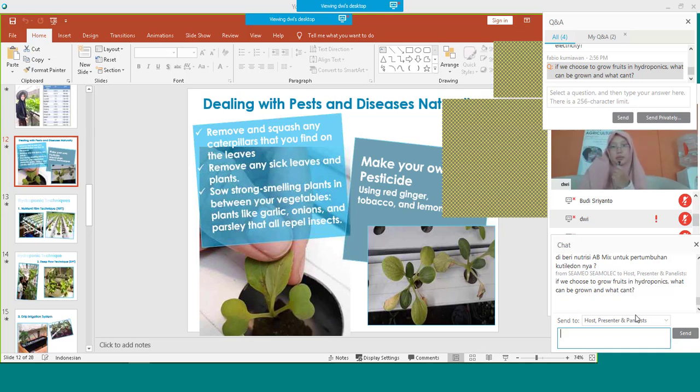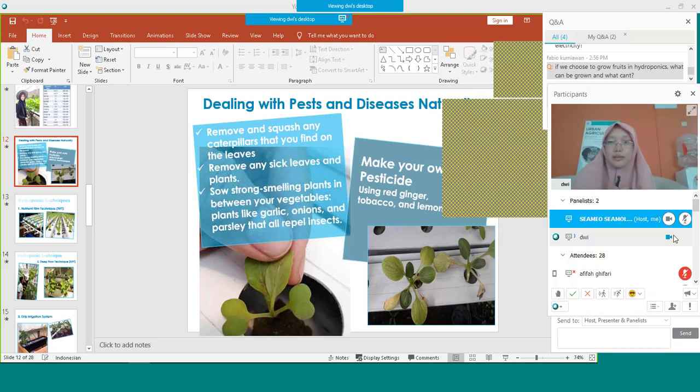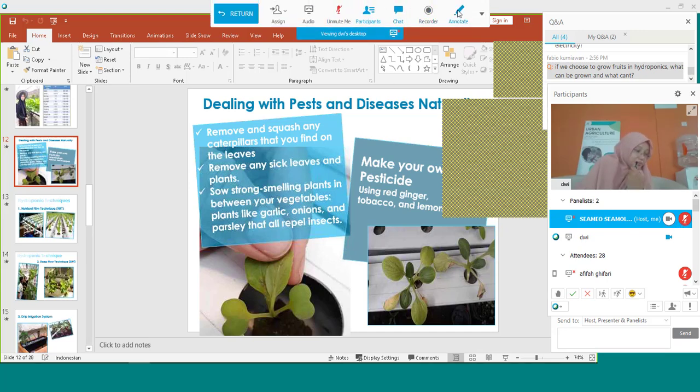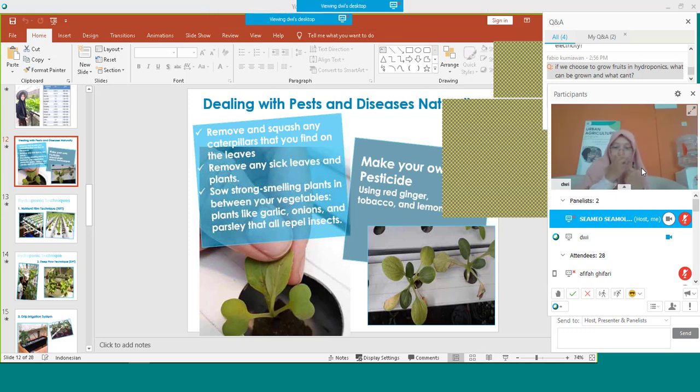If we choose to grow fruit in hydroponics, what can be grown? What does it mean? Oh, the types of plants. Oh yeah, we can plant melon, watermelon, tomato, cherry tomato, and strawberry, I think can.